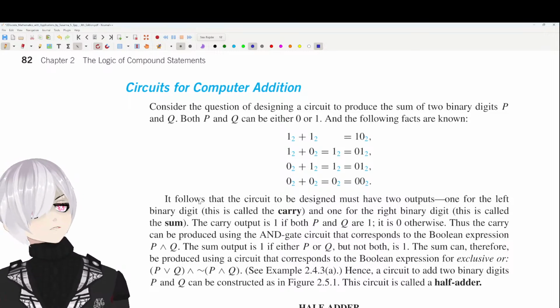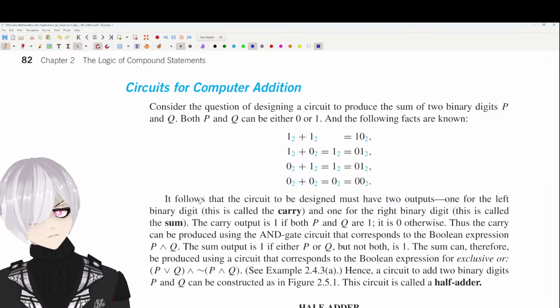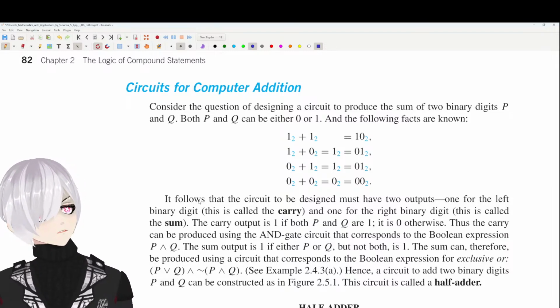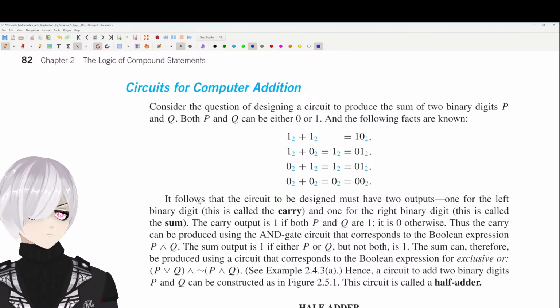Consider the question of designing a circuit to produce the sum of two binary digits P and Q. Both P and Q can be either 0 or 1, and the following facts are known. 1 plus 1 is 1 0. 1 plus 0 is 1, which is 0 1. 0 plus 1 is 1, which is also 0 1. 0 plus 0 equals 0 0.